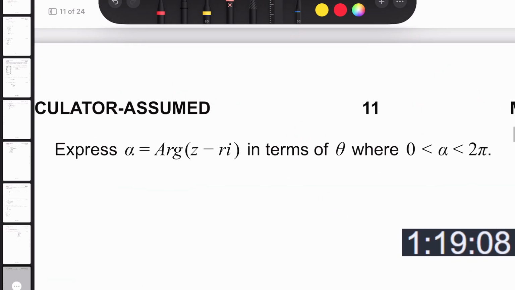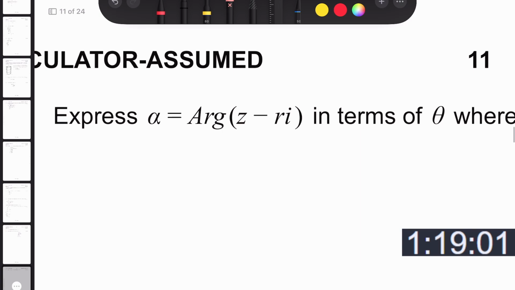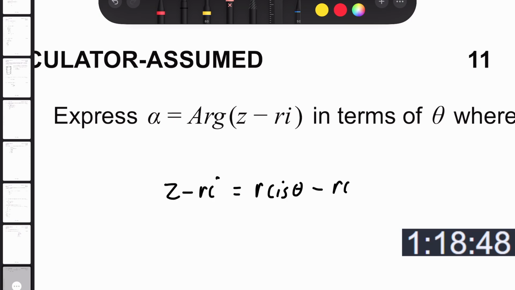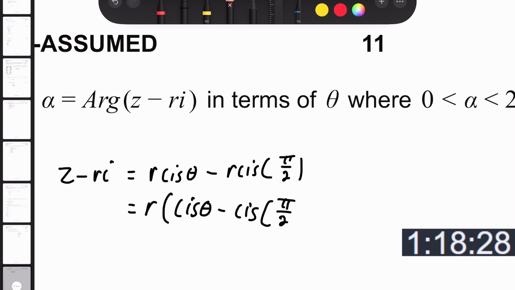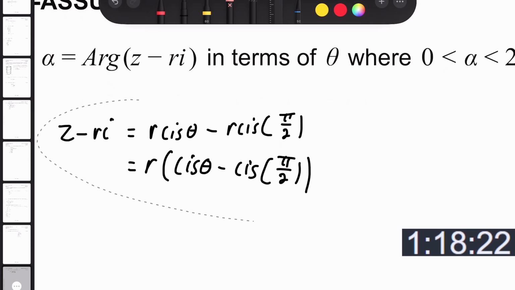Okay, 11. Express the argument of z minus ri in terms of theta. z minus ri is r cis of theta minus r cis of pi on 2. I think that was a similar question to one in the 2018 exam. So if we pull out a value of r, this is going to be cis of theta minus cis of pi on 2. Oh wait, no. I made the same mistake as last time. Okay.